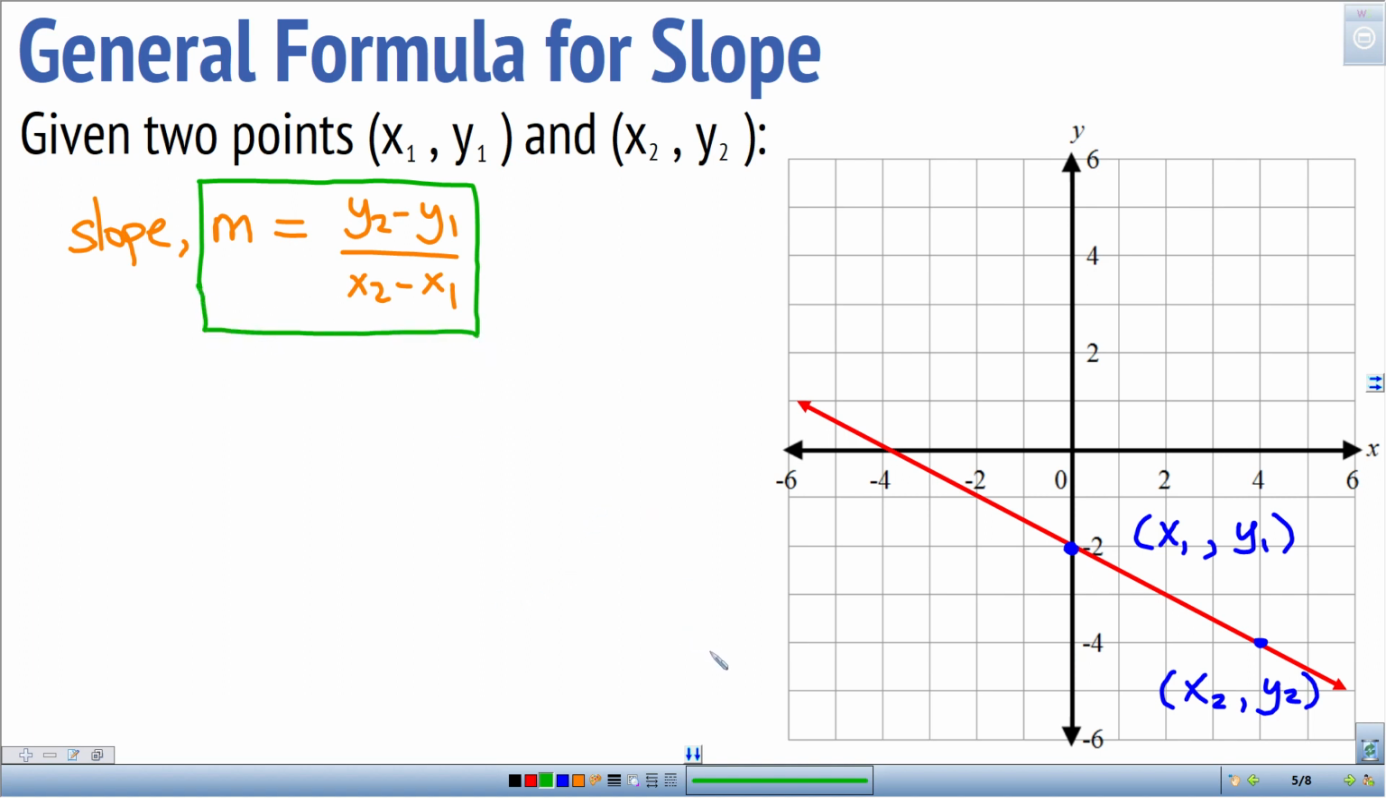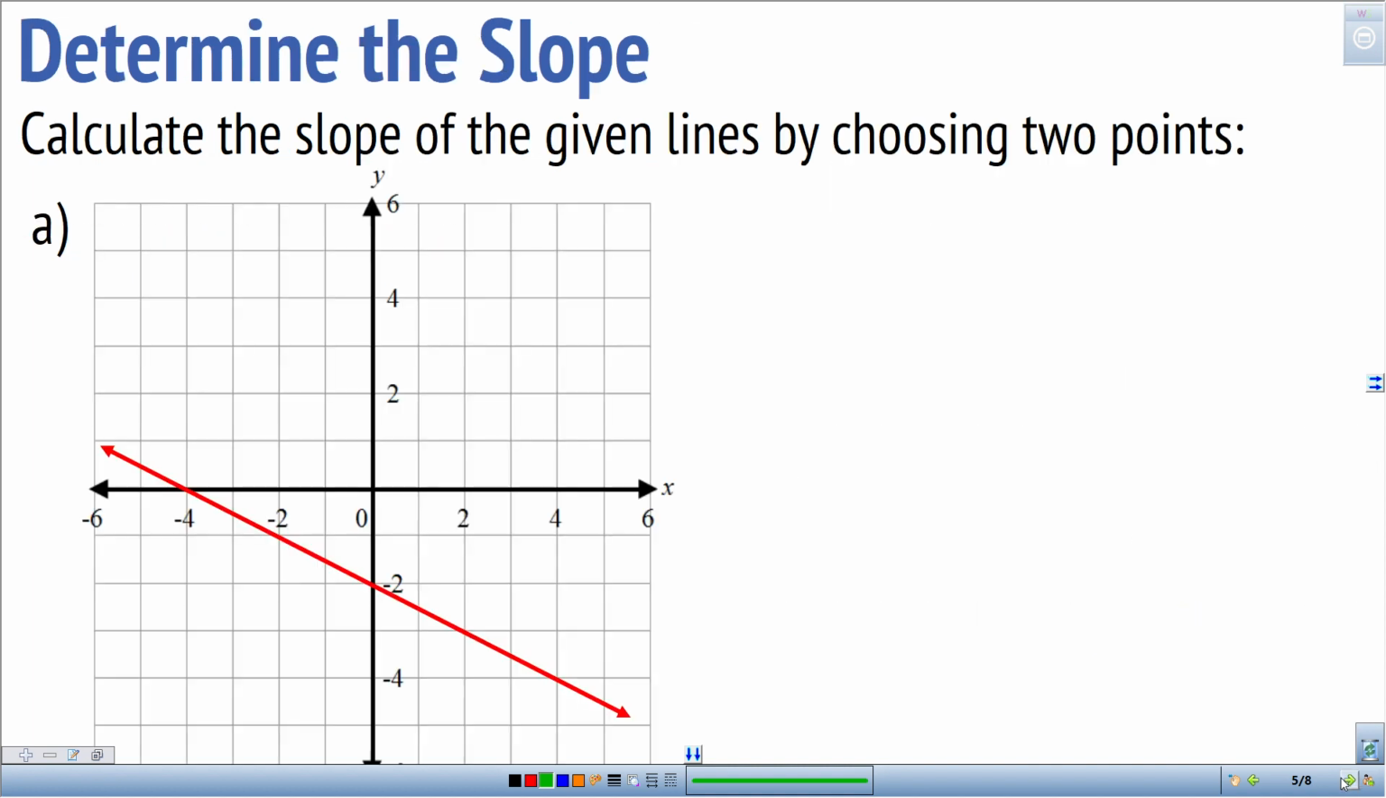So a really efficient way to calculate slope is to know what the coordinates are for 2 points, do the y subtractions and do the x subtractions, and then you divide. So let's go through some examples together. We're going to calculate the slope of the given lines, and let's choose any 2 points. So let's pick that one. This is at (0, -2). So I'm going to write (0, -2) here.